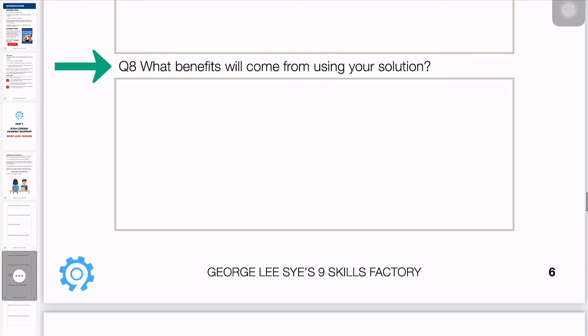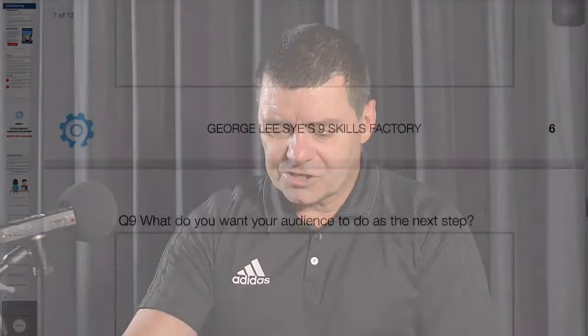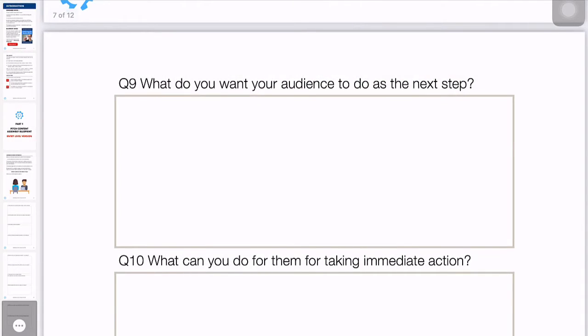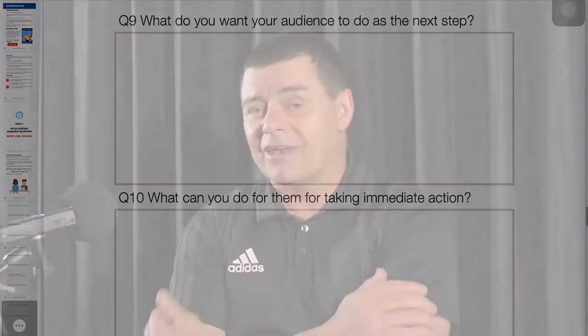Question 8, what benefits will come from using your solution? And again, we're talking about the back end content. If you do this, here's what you're going to get in return. Question 9, what do you want your audience to do as the next step? Question 9 and 10 actually relate to this concept of a call to action.